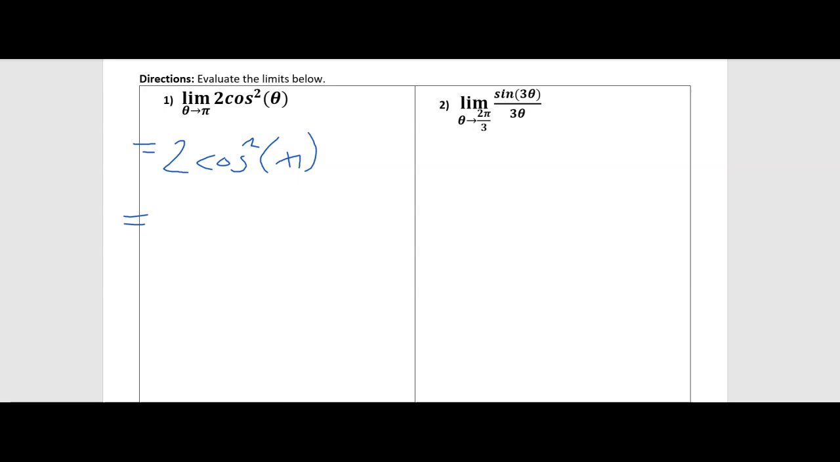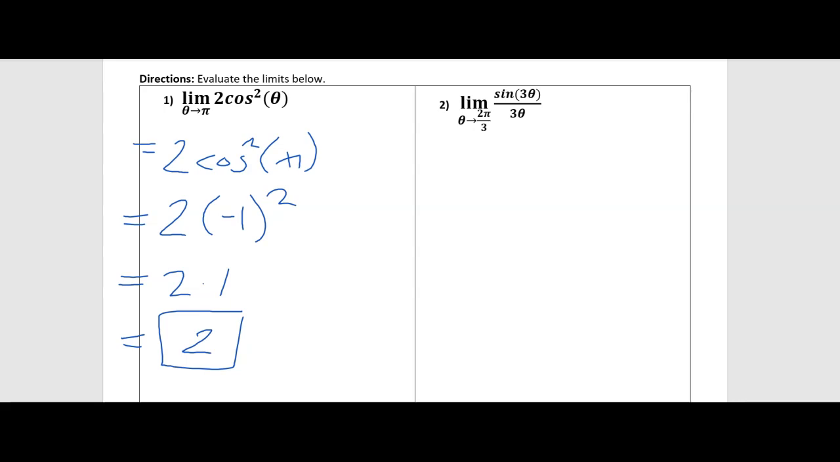Again, cosine of pi, if we think back to our unit circle that we should be pretty familiar with after probably using it quite a bit in pre-calculus, the cosine of pi is -1. So I get 2 times -1, but I am going to square it. So that's going to give me 2 times 1, which is going to give me 2. And we are done, right? We also know that the cosine function is continuous at pi. So we are allowed to just substitute and come up with a correct answer.